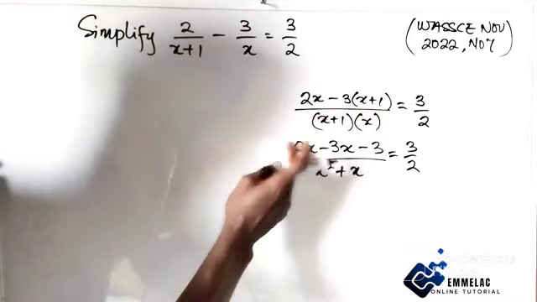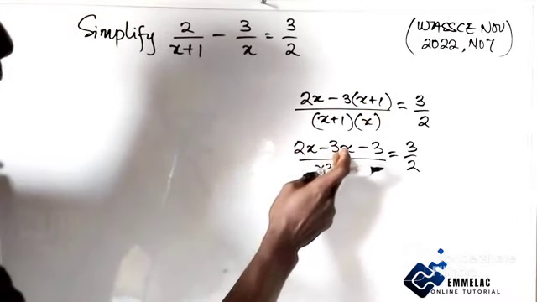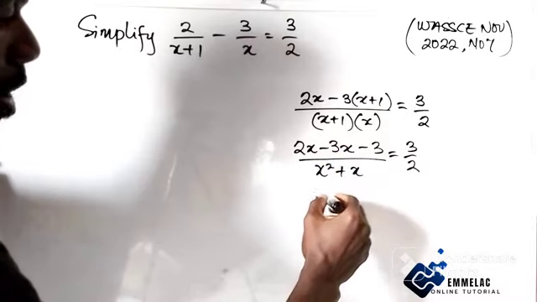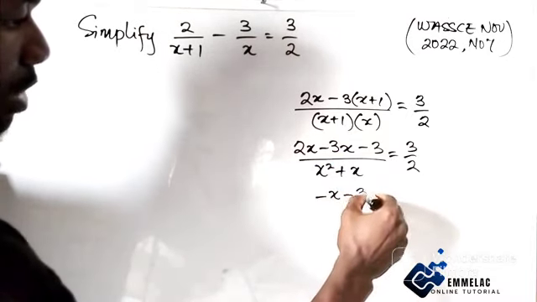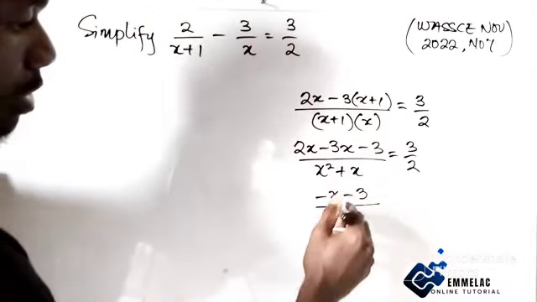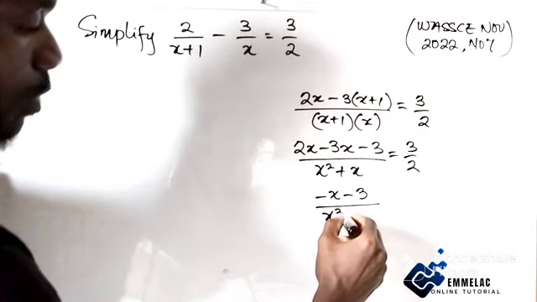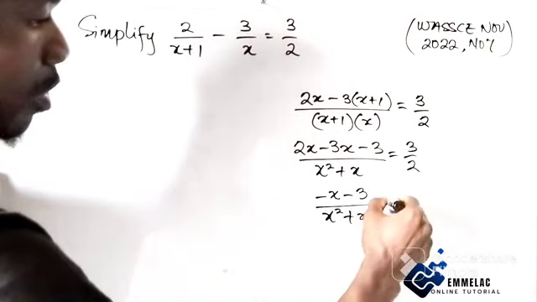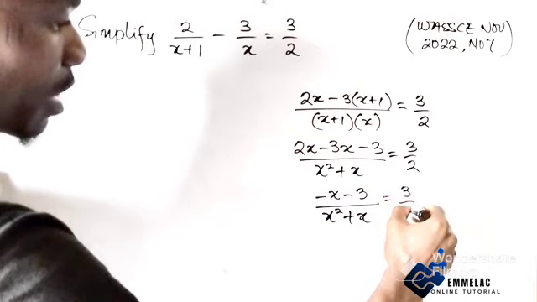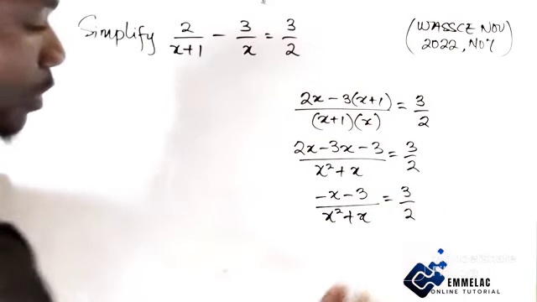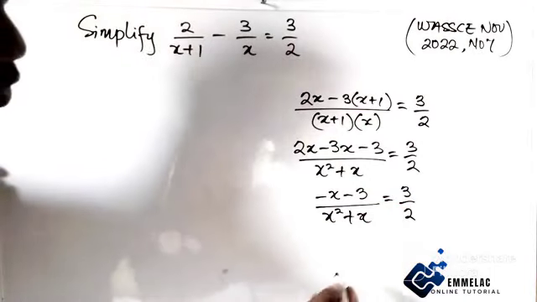Now in this case, let us simplify further. 2x minus 3x will give us minus x, then minus 3, over our denominator x raised to power 2 plus x, all will give us 3 over 2. Now what we need to do is to cross multiply.